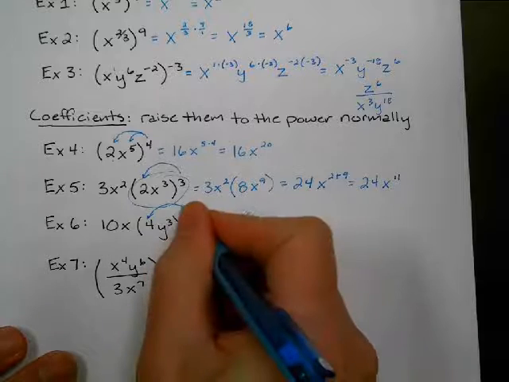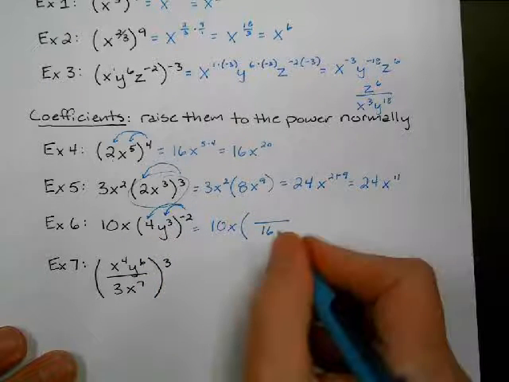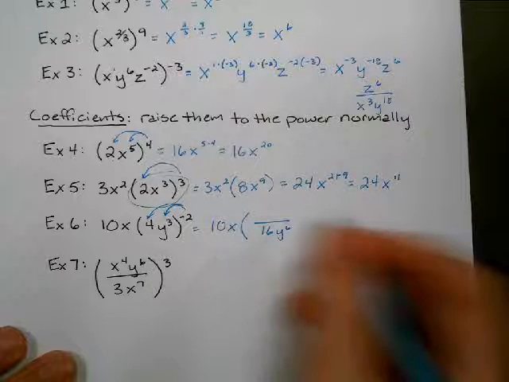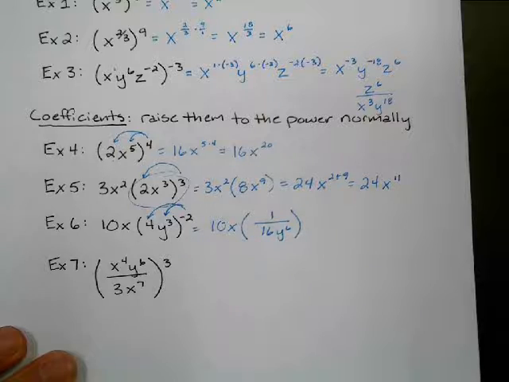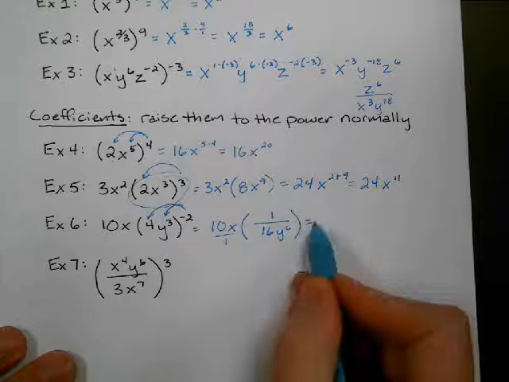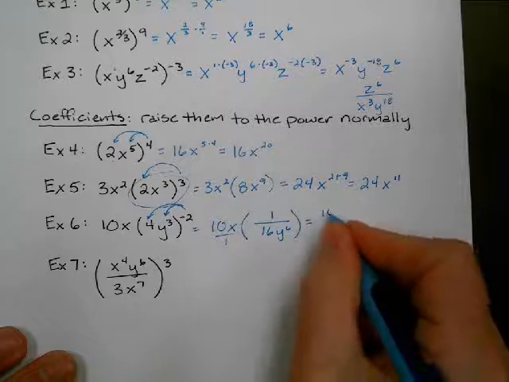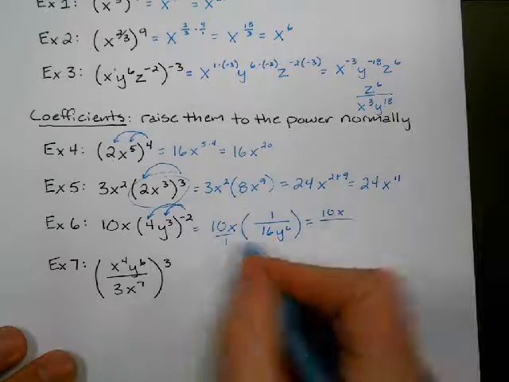And then over here, y to the 3 times negative 2, that's y to the negative 6, which means y to the 6 belongs in the denominator. Nothing was left in the numerator, so I'm just going to put a 1 up there. All right, now I'm going to multiply, but when we have fractions like this, we multiply going straight across. So 10x times 1 is 10x, and 16y to the 6 times 1 is 16y to the 6th.